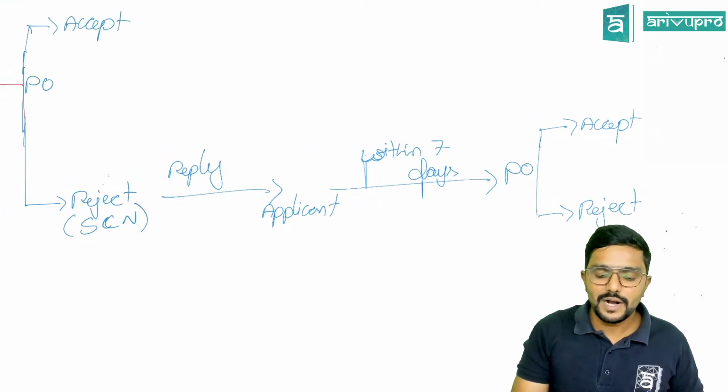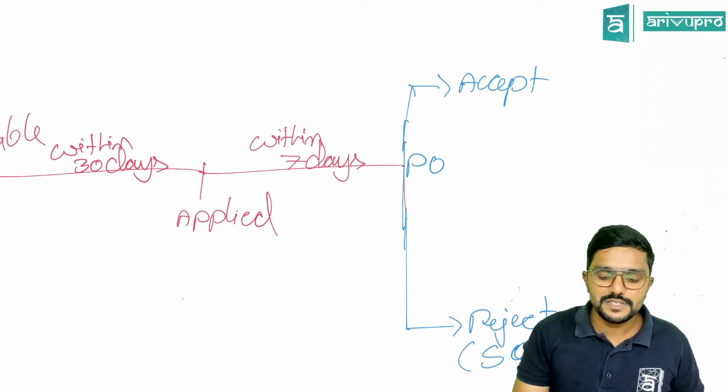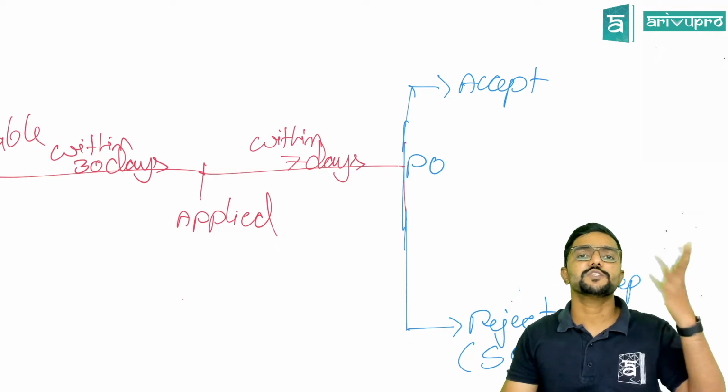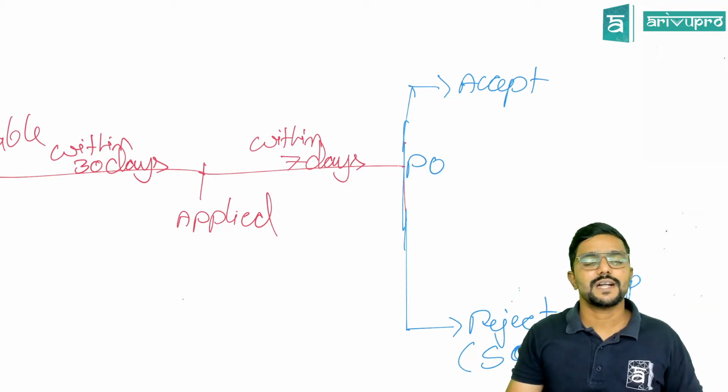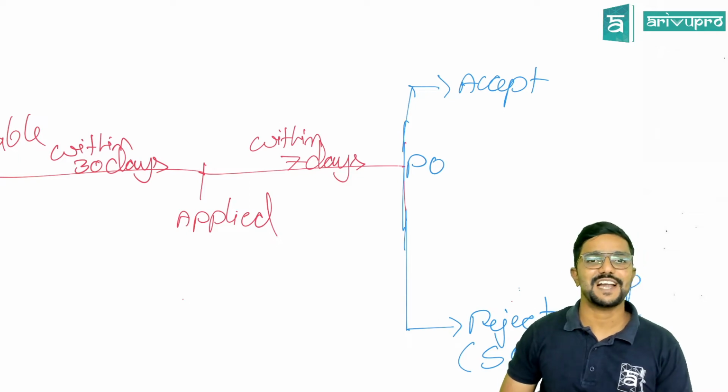Now, sir, what if he doesn't respond? Assume you have applied for registration, and within 7 days he is silent. He has not accepted, and he has not given a show cause notice either. It is understood, it is implied, that your registration is granted.